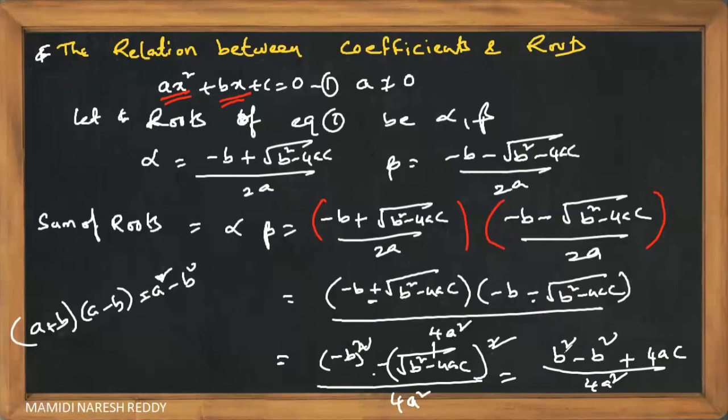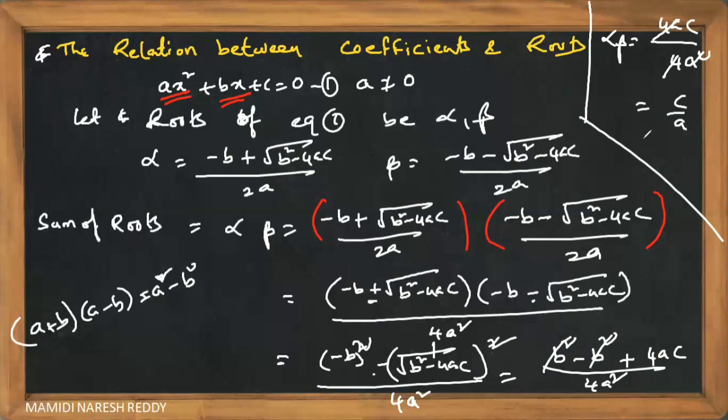No, sir. Now can I cancel b square and b square, children? Yes, sir. Now the next part I'm writing, children. Now the 4ac by 4a square we got, alpha into beta. 4 is cancelled, sir. C by a. That's it. C by a. What is c, children? Constant. Wonderful. What is a? That's it, children. Please take a screenshot.